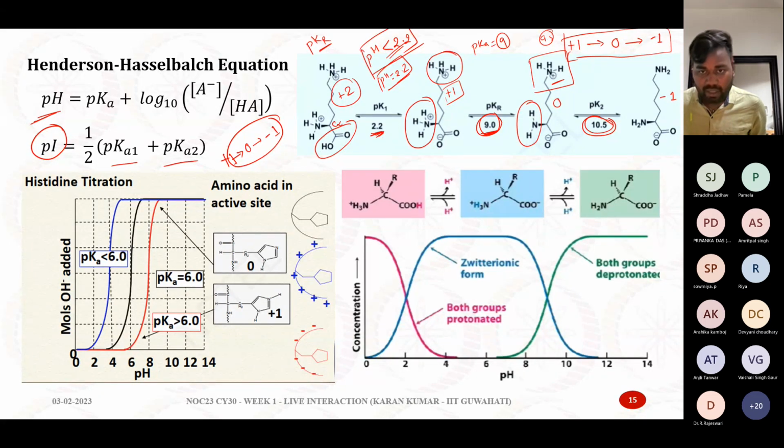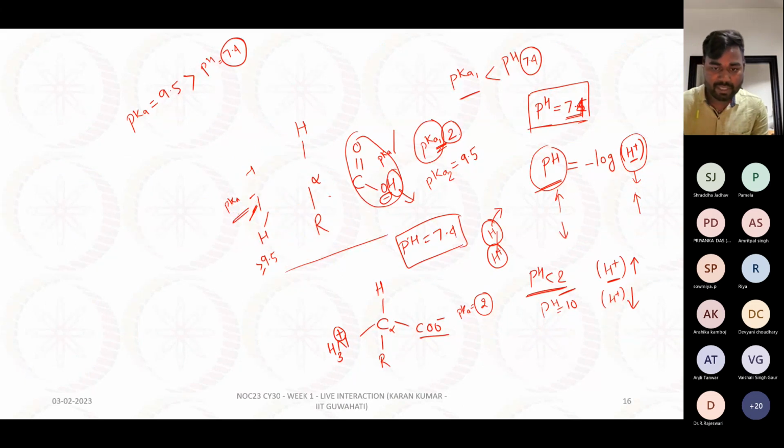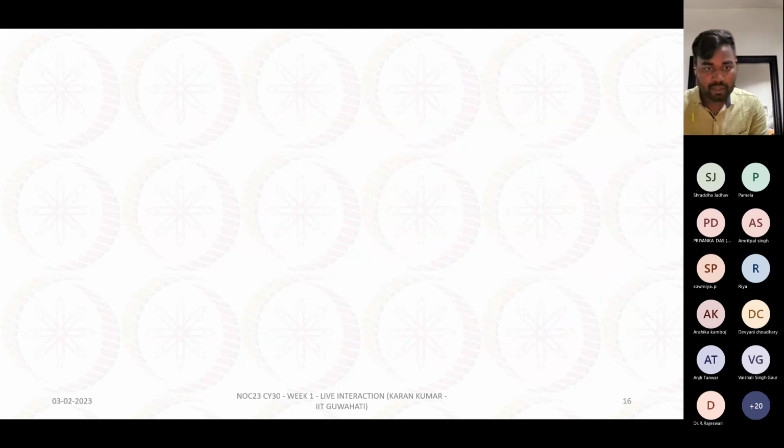Okay, so let me first repeat. First, I will take the simplest amino acid. So that is clear, right? At pH 7.4, at physiological pH, the amino acid will exist in a zwitterionic form. Is that clear? Yes, sir. Okay, then I will move forward from here.